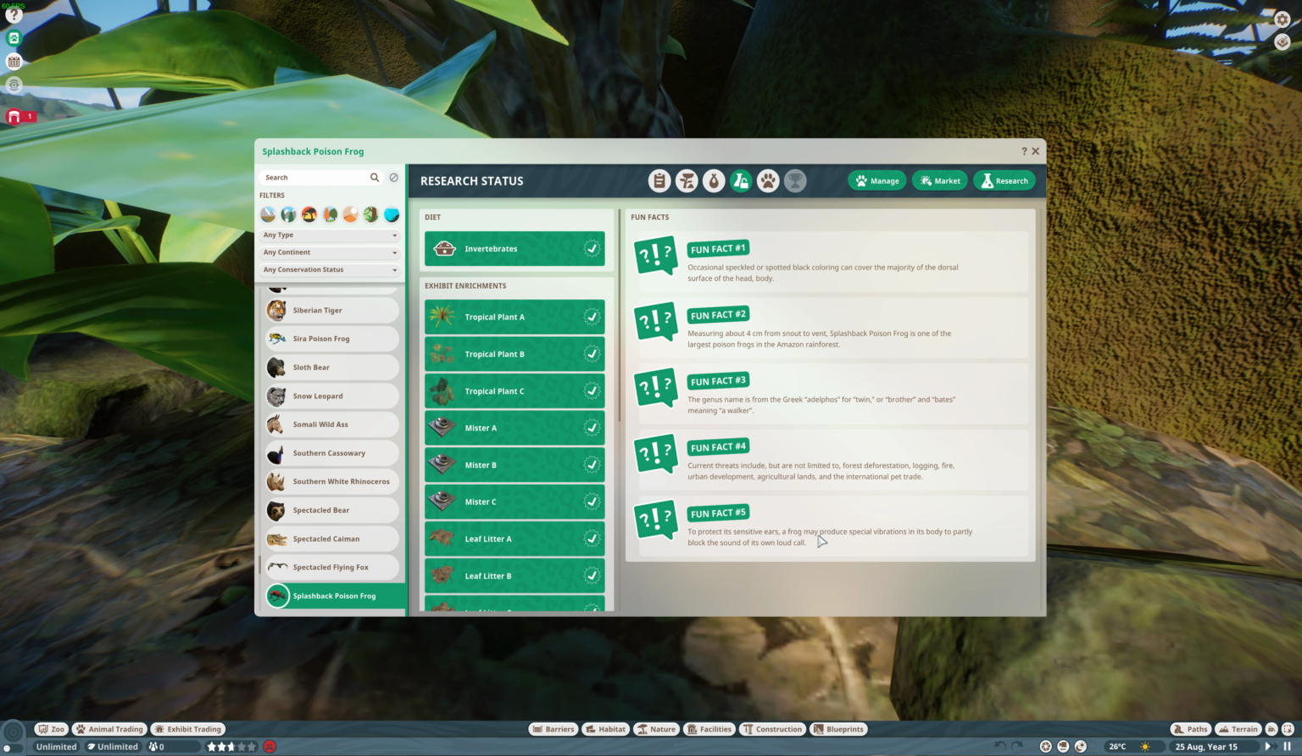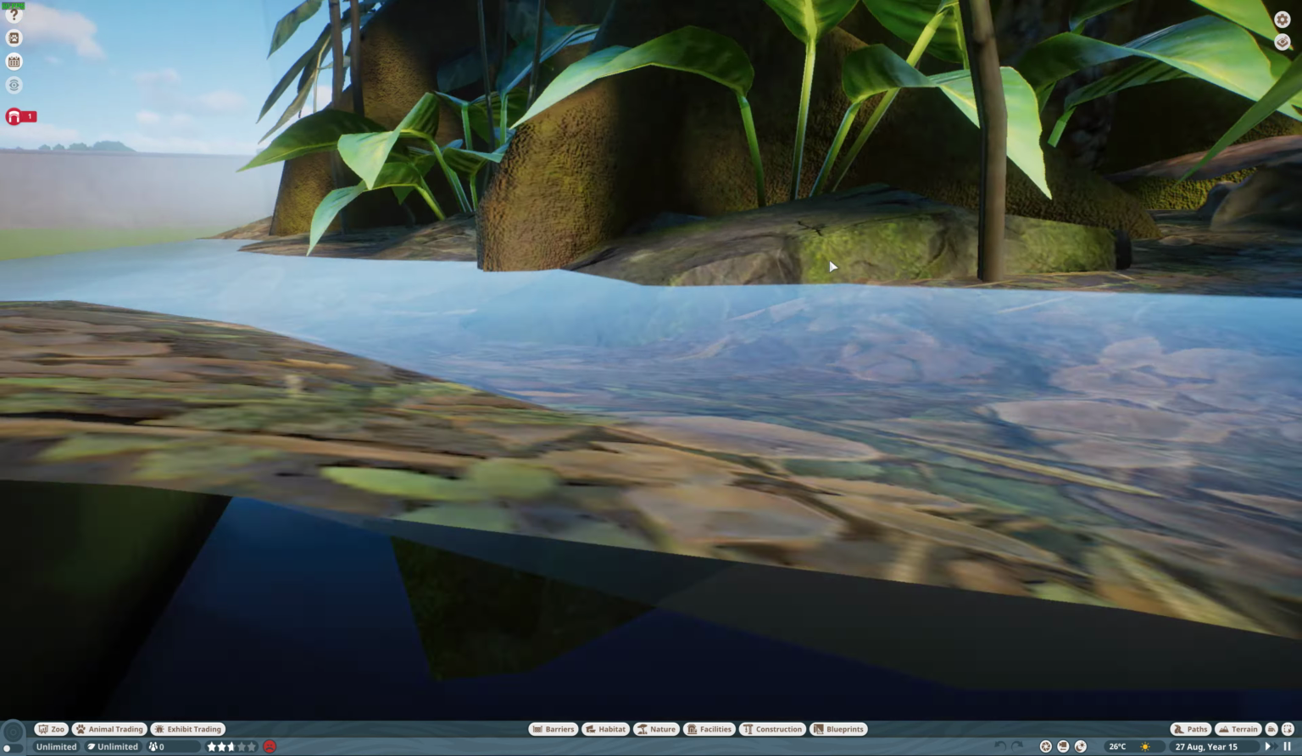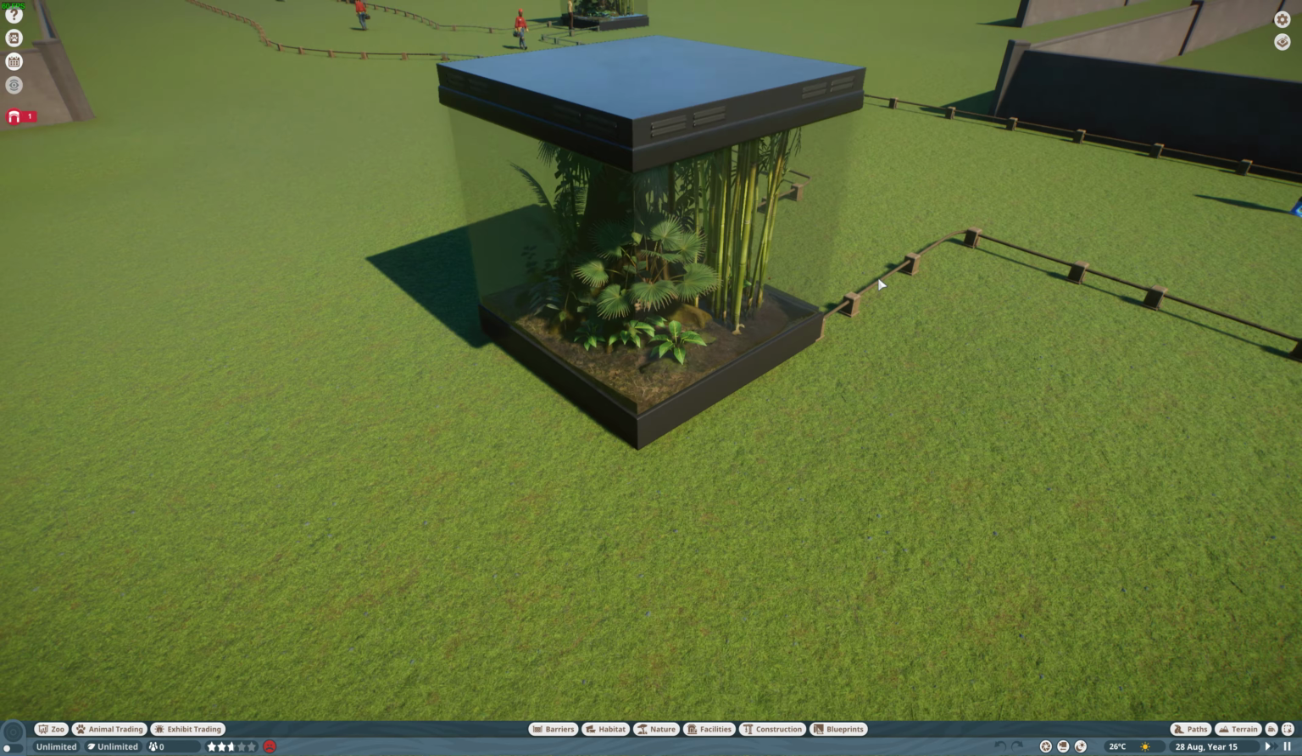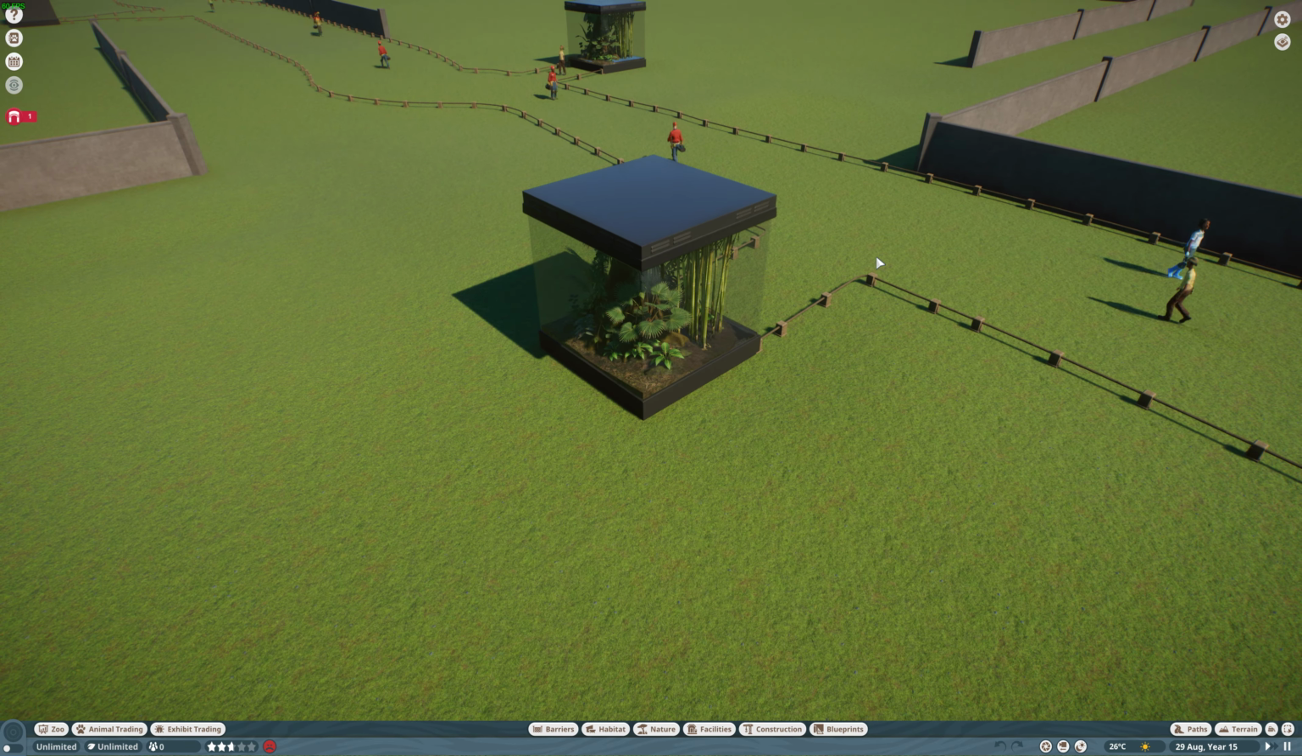The frog may produce special vibrations in its body to partially block the sounds of its own loud calls. That's another really interesting one there. Yeah, a couple different cool froggies there. So that's the Splashback poison frog.